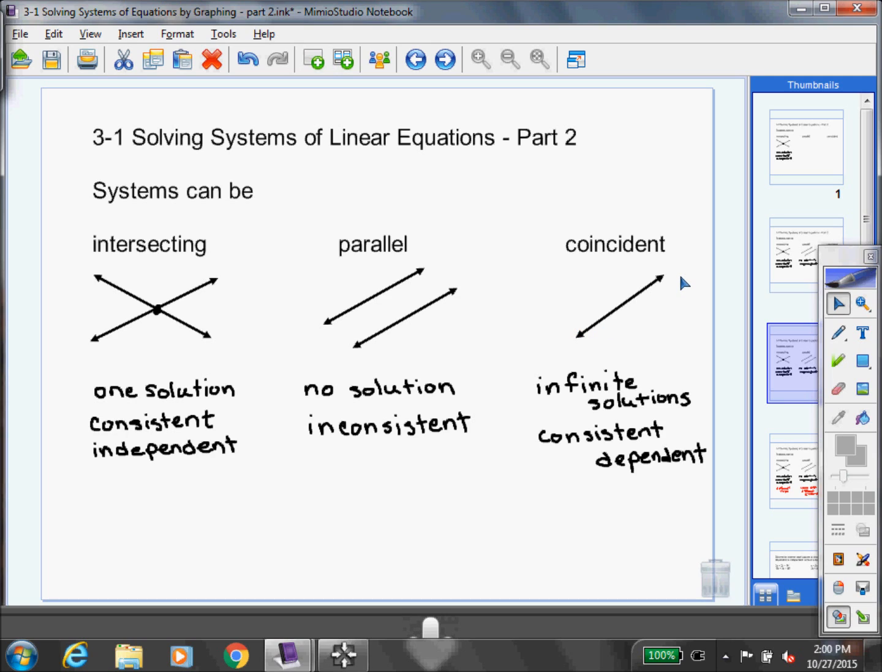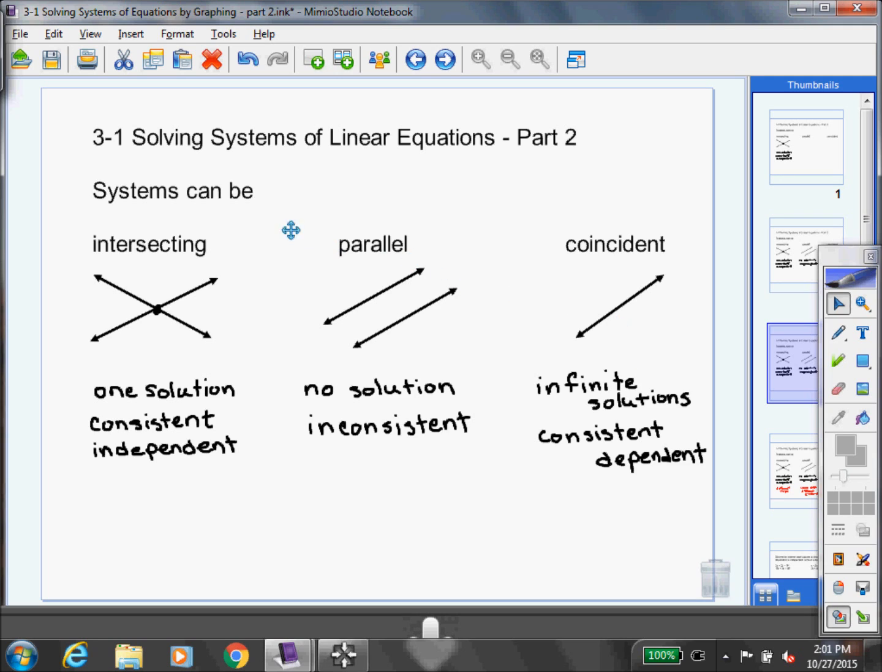You wouldn't say they're all the same. It's not all numbers that are solutions because it's just the ones along that line, but there are an infinite number of them. And what we call that is consistent. Consistent means that there's at least one solution. Well, sure there is. They're infinite. And it's dependent because one definitely depends on the other if they're the same line.